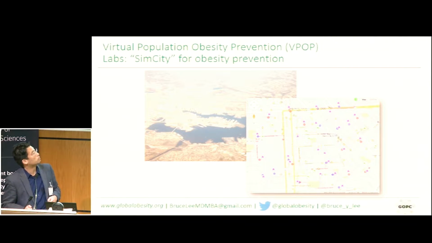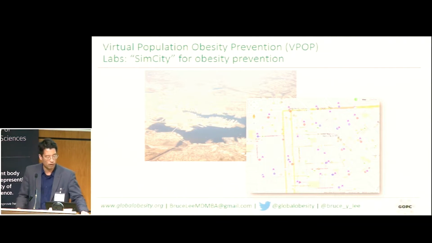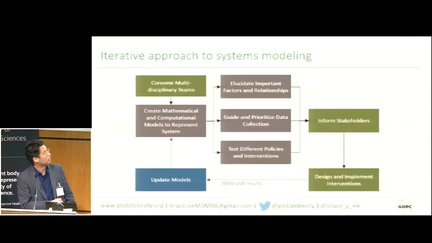So we've been building these platforms, which we call virtual populations for obesity prevention, or VPOP for short, which has nothing to do with K-pop. These are basically a SimCity for obesity prevention. We develop large-scale agent-based models that represent all the different people, places, locations, and situations within a given place, for instance Baltimore or New York City. We've done a number of other cities like New Orleans and Washington, D.C.